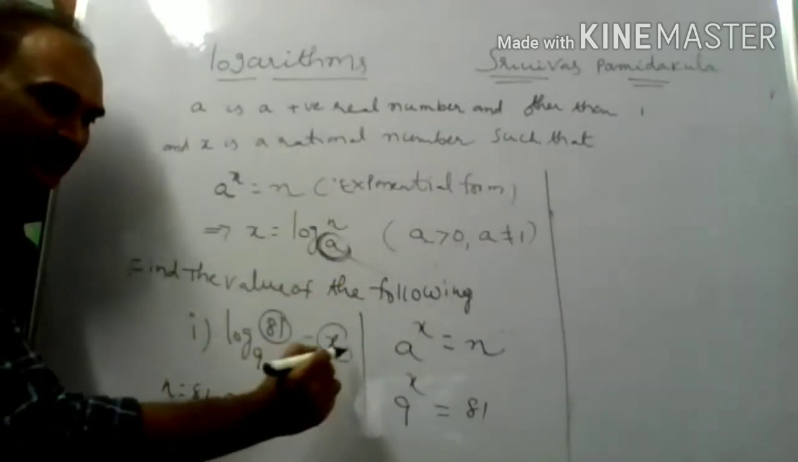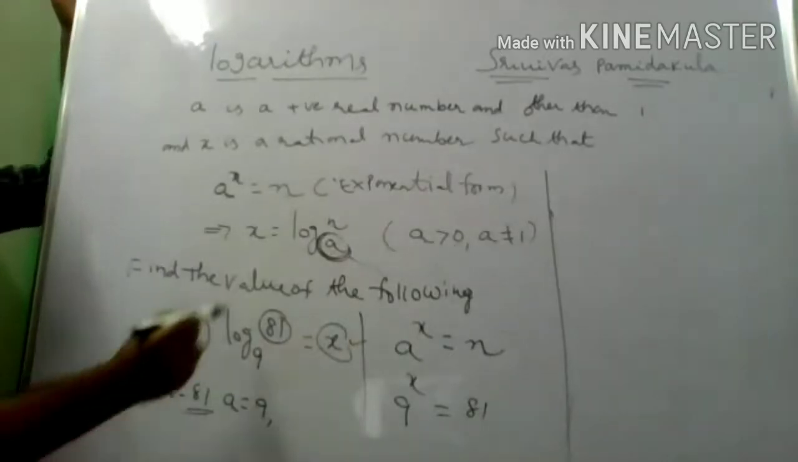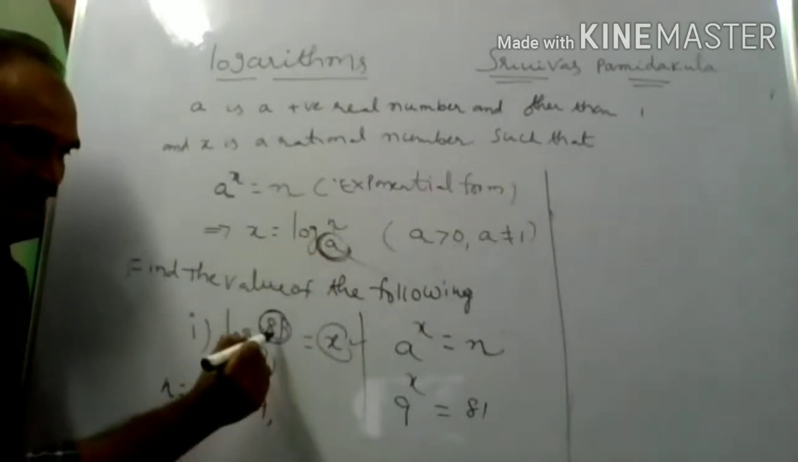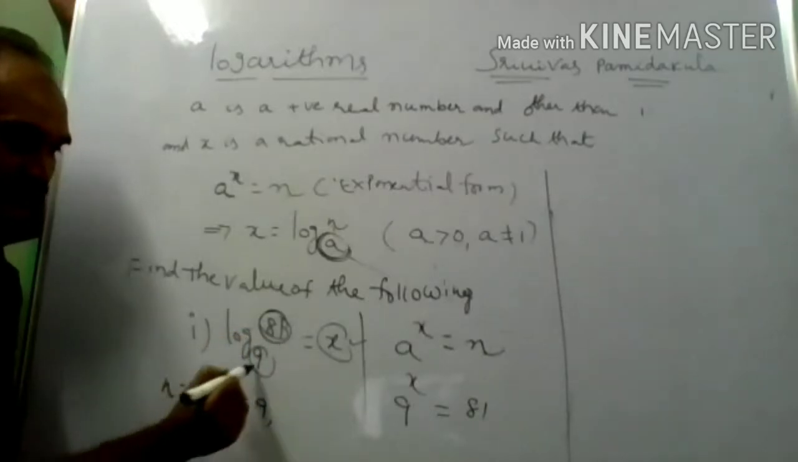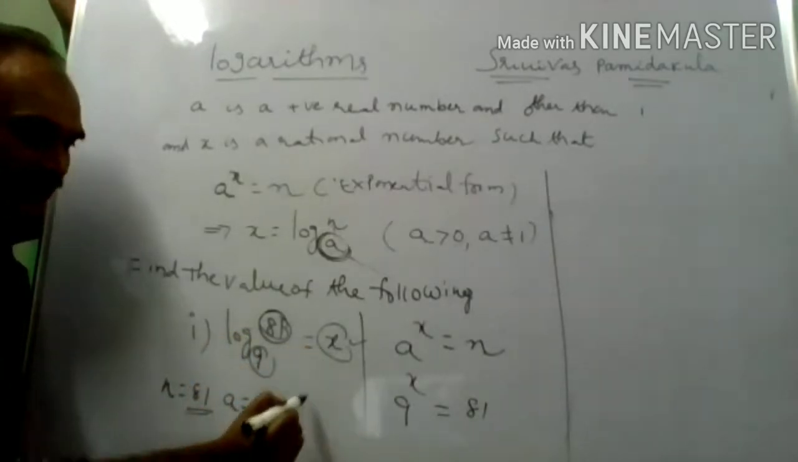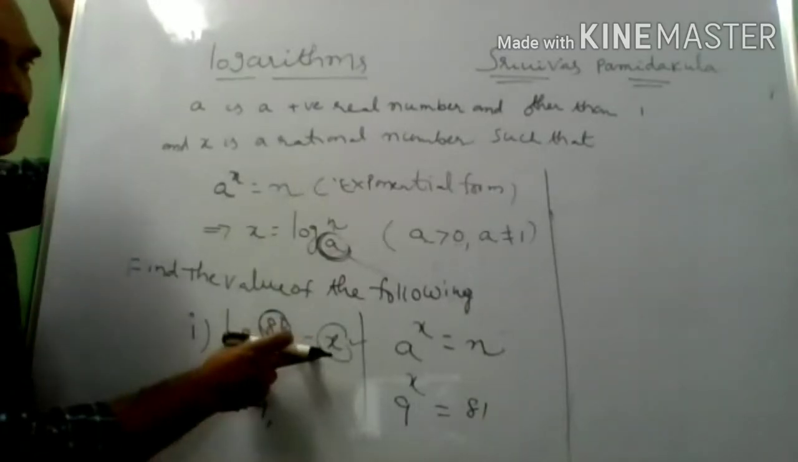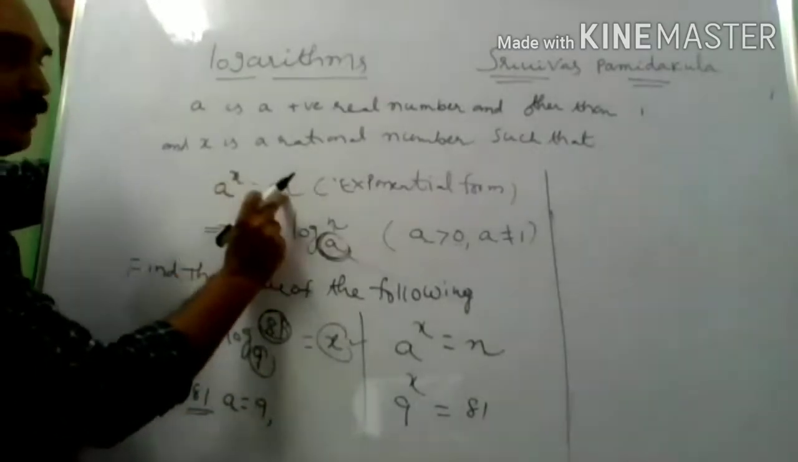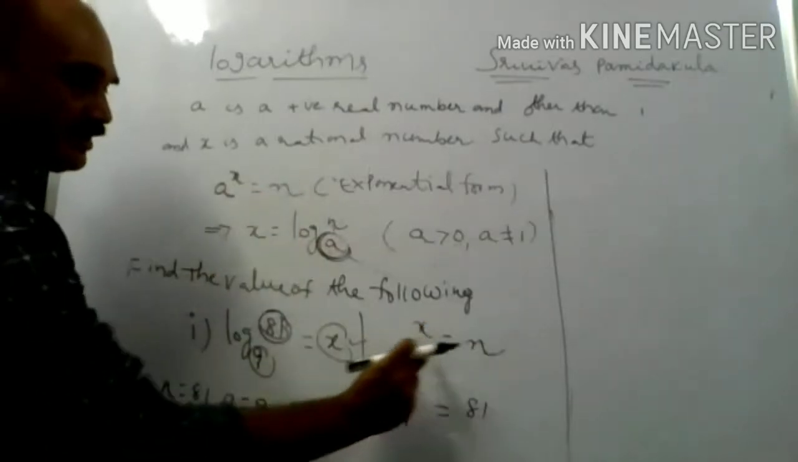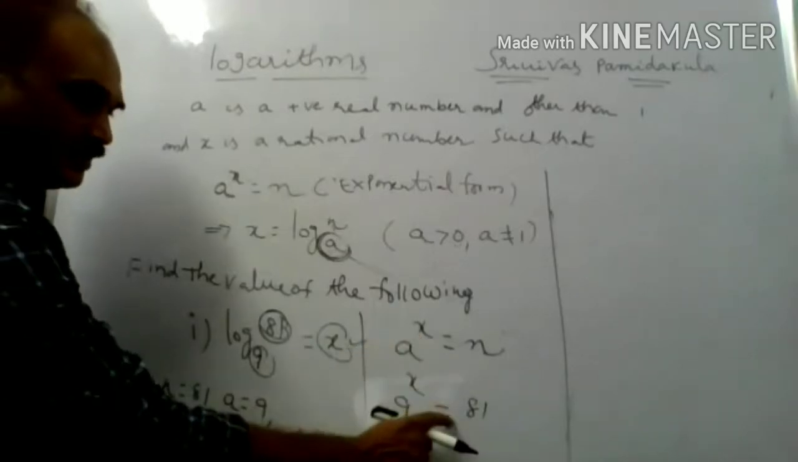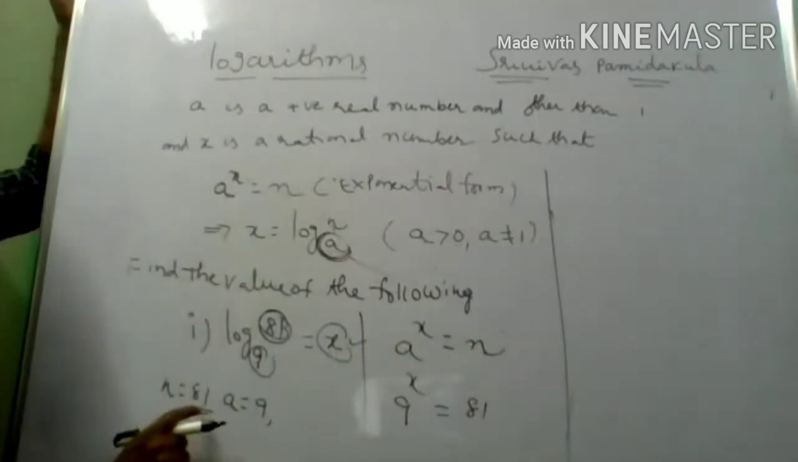Friends, I take this value as x. Log n to the base a, where n is equal to 81 and a is equal to 9. Friends, this is the logarithm form. The exponential form is a power x is equal to n. What is a? 9. So 9 power x is equal to n, and n is 81.